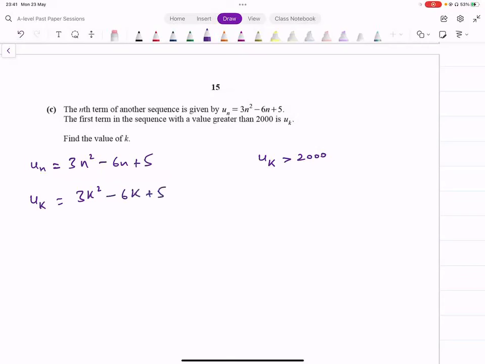We are basically looking for when this thing is greater than 2000. तो आपने essentially ये inequality solve करनी है, 3k² minus 6k plus 5 greater than 2000. लेकिन मसला ये है कि हमें inequality solve करनी आती नहीं है ना? क्वाड्रेटिक इनइक्वालिटीज ए लेवल्स में आप पढ़ेंगे, अभी तो हमें सॉल्व करनी नहीं आती.